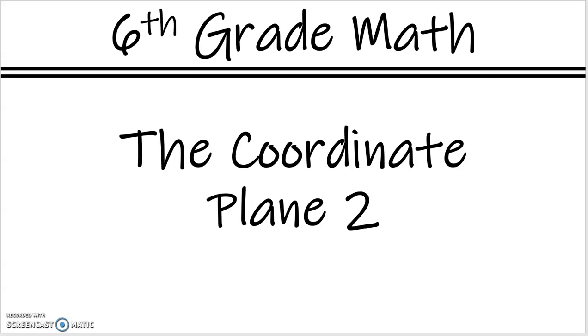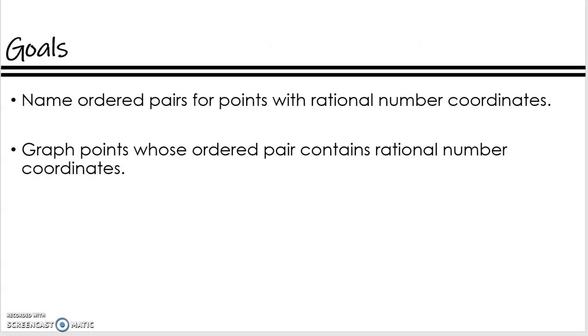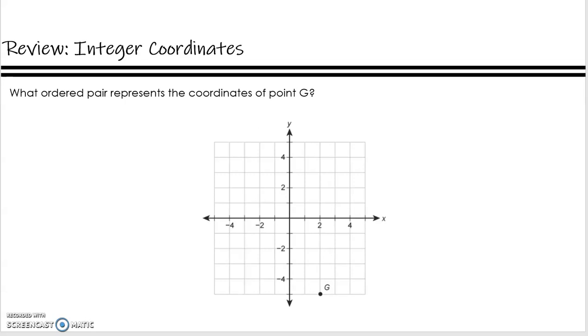Today is the second video over the coordinate plane. Our goals for this video are to name ordered pairs for points with rational number coordinates and also graph points where ordered pairs contain rational number coordinates. Before we get started, let's make sure you know how to find and name coordinates of a point.